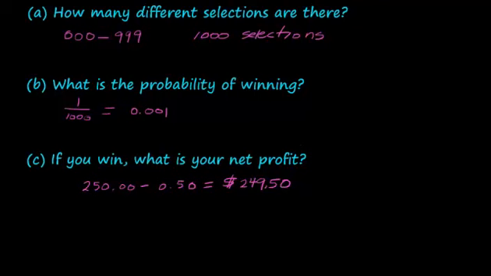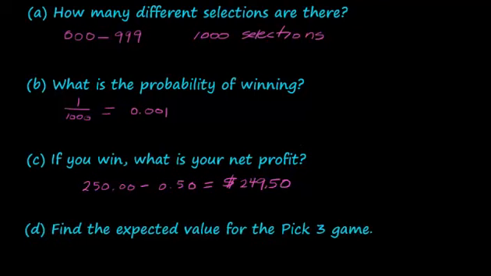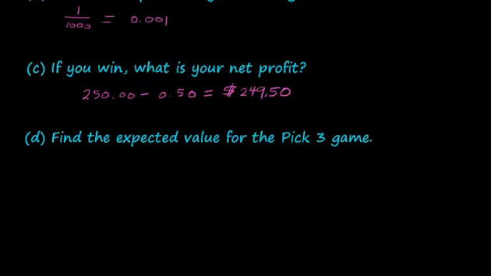Okay, so what we want to do here then is find the expected value for this Pick 3 lottery game. Now that we know what the possible outcomes are, and we know the probabilities of those outcomes, we can then multiply across on the table. So let me show you how we would set that up. Okay, so our possible outcomes x, in words, our outcomes are that we win or we lose, right? Those are the 2 possibilities. Well, x is the money. If we win, how much do we win? Well, we said you'd win $249.50, right?